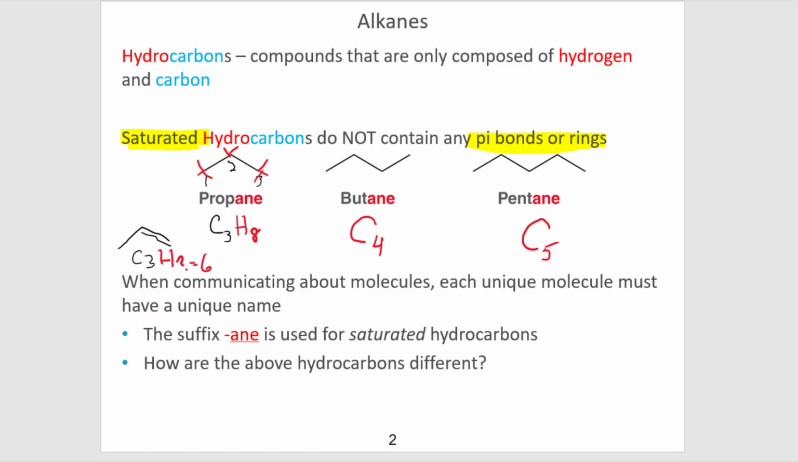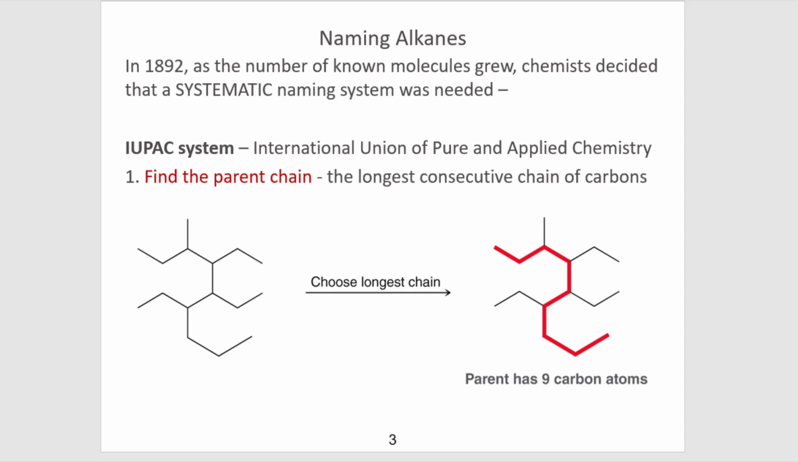So let's take a look at this. Back in 1892, as the number of organic molecules started to grow, they needed a systematic way of identifying different molecules, and everyone needed to use the same system. So it was born, the IUPAC system, or the International Union of Pure and Applied Chemistry system, right? It's kind of a mouthful, so the IUPAC system is how we say it. The first rule of the IUPAC system is to find the longest parent chain.